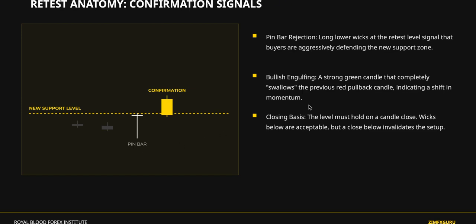So bullish engulfing: a strong green candle that completely swallows the previous red pullback candle indicates a shift in momentum. It now means the buyers are strong. Closing basis: the level must hold on a candle close. Wicks below are acceptable, but a close below invalidates the setup. So a candle closing below, the setup is no longer valid.